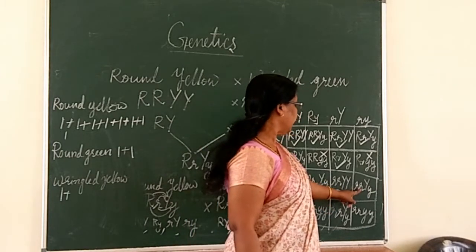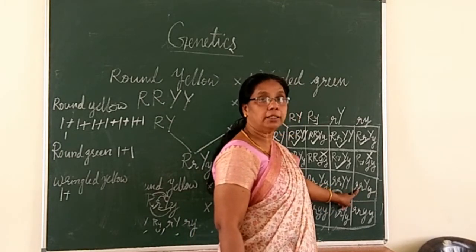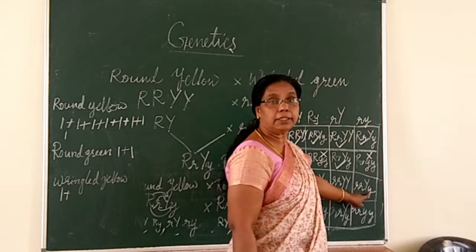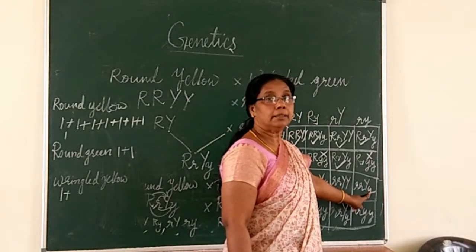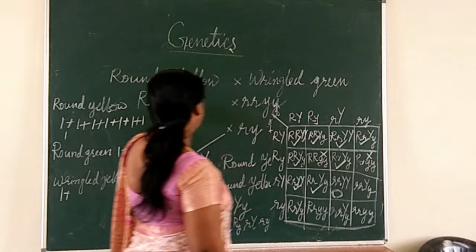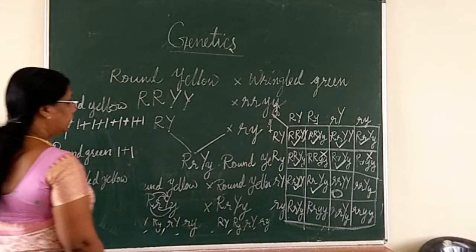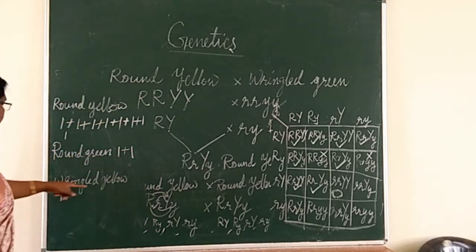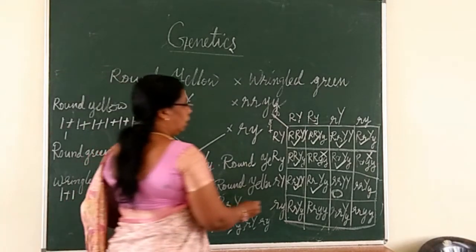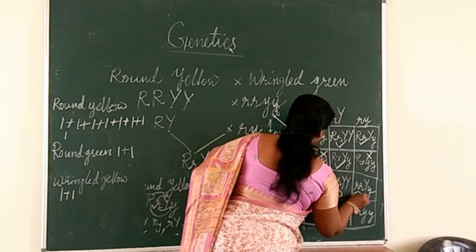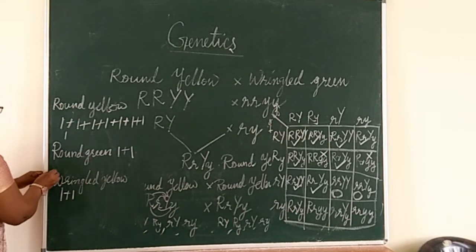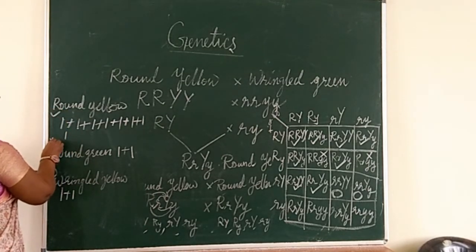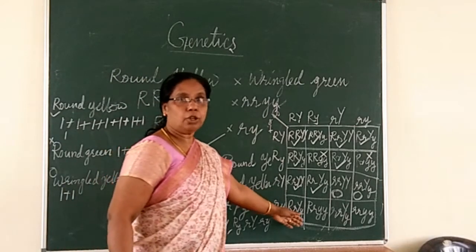And again here you can see that small r, so it will be wrinkled one. And here capital Y, small y, that is, you can see that yellow one. So here what you got? Wrinkled yellow, wrinkled yellow plus 1. So round mark. So, this one with the round mark, this one with the tick mark, this one with the into mark. Okay. Then coming to the last row, let us see.